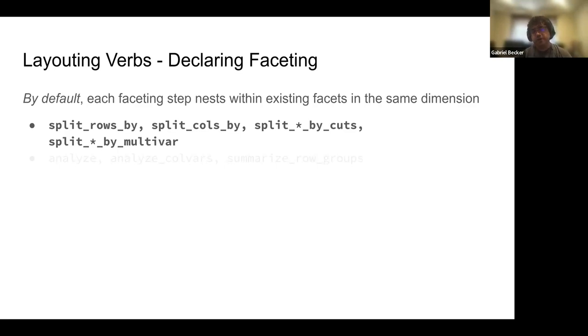And by default, each of these, if you do it more than once, if you do split rows by country and then split rows by sex underneath that, that would nest the gender splitting inside each country. So you'd have, as we saw in Qtable, China, male, female, undisclosed or undifferentiated, and then Great Britain, male, female, etc.